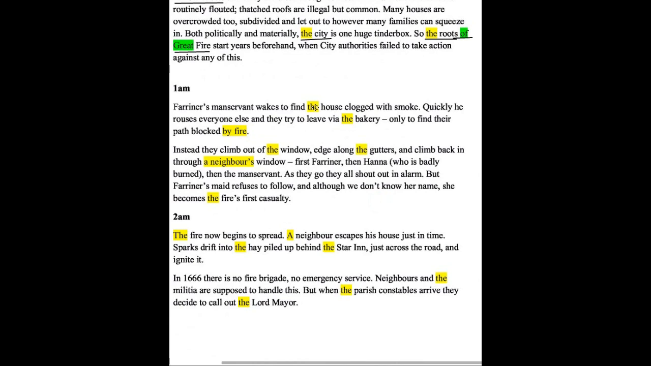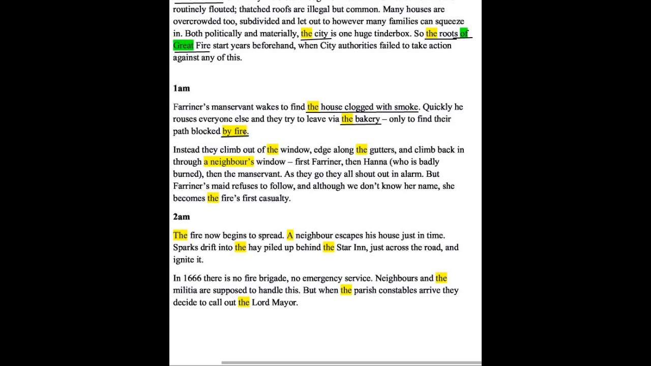Farriner's manservant wakes to find the house clogged with smoke. Okay, we've already introduced the house. It's very clear whose house. We mean Thomas's house. Quickly he rouses everyone, and then they try to leave via the bakery. We know which bakery. We know even what street it's on, only to find their path blocked by fire.